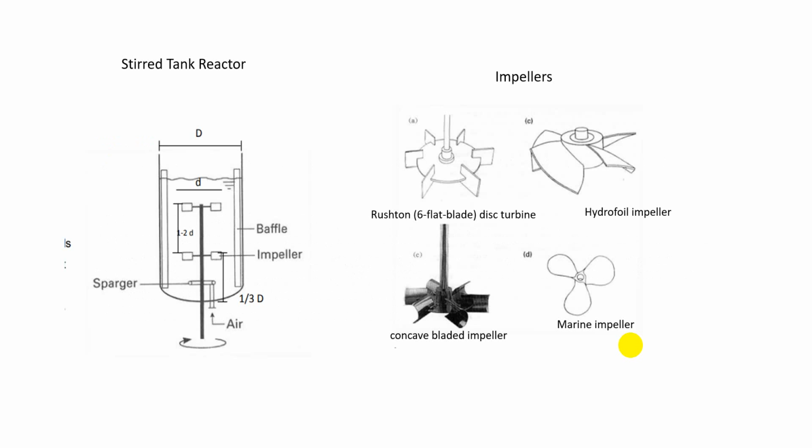Now you can see the different types of impellers which are used in a stirred tank reactor, and pay attention to the design of the stirred tank reactor, which has a sparger in the bottom of the fermenter vessel. Then there is a centrally placed shaft which contains impeller blades extending from it, and you can see this figure contains 2 sets of impellers, which are 1 to 2 diameters apart. And on the side you can see 2 structures which are called baffles.